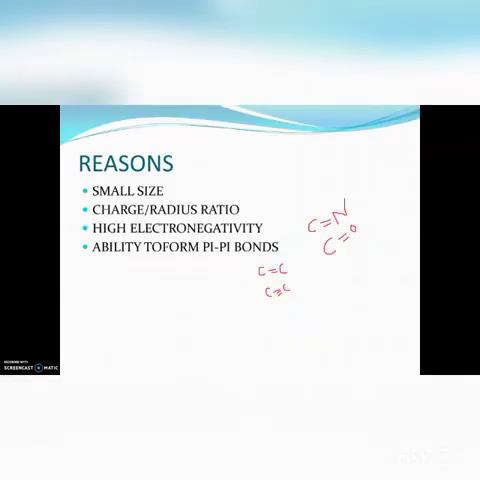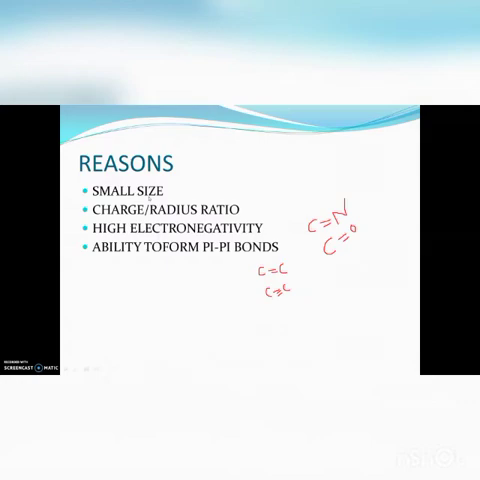There are several reasons. First, they have small size compared to other elements. For example, among the first group elements, lithium has a very small atomic number, very small size and small atomic radius. Compared to sodium, potassium, rubidium, and cesium, lithium is very small. That is one reason. The second reason is the charge by radius ratio. Because of the small atomic radius, the charge by radius ratio also differs, hence they show different properties.